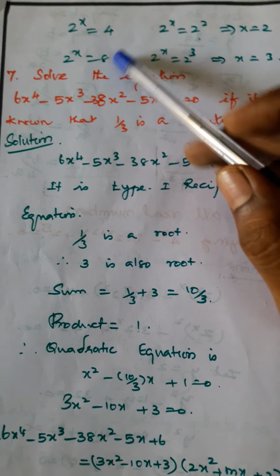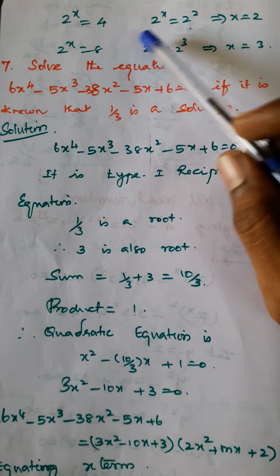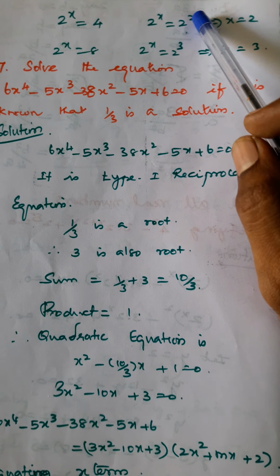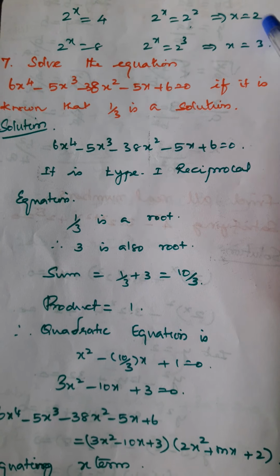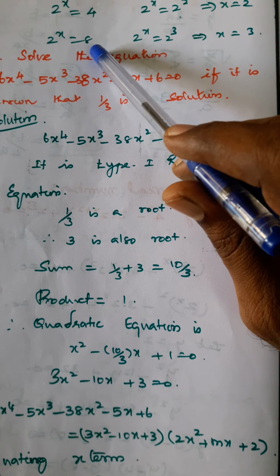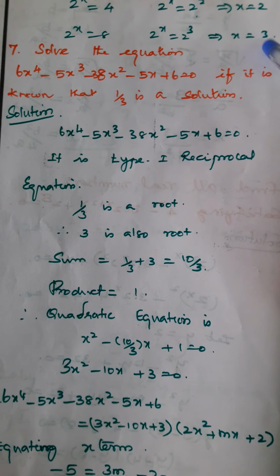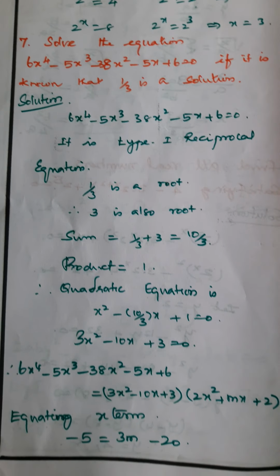So it becomes 2^x is equal to 4, that is 2^x is equal to 2², so your x can take the value 2. Like that, 2^x is equal to 8, so your x can take the value 3. So we found out your x values.